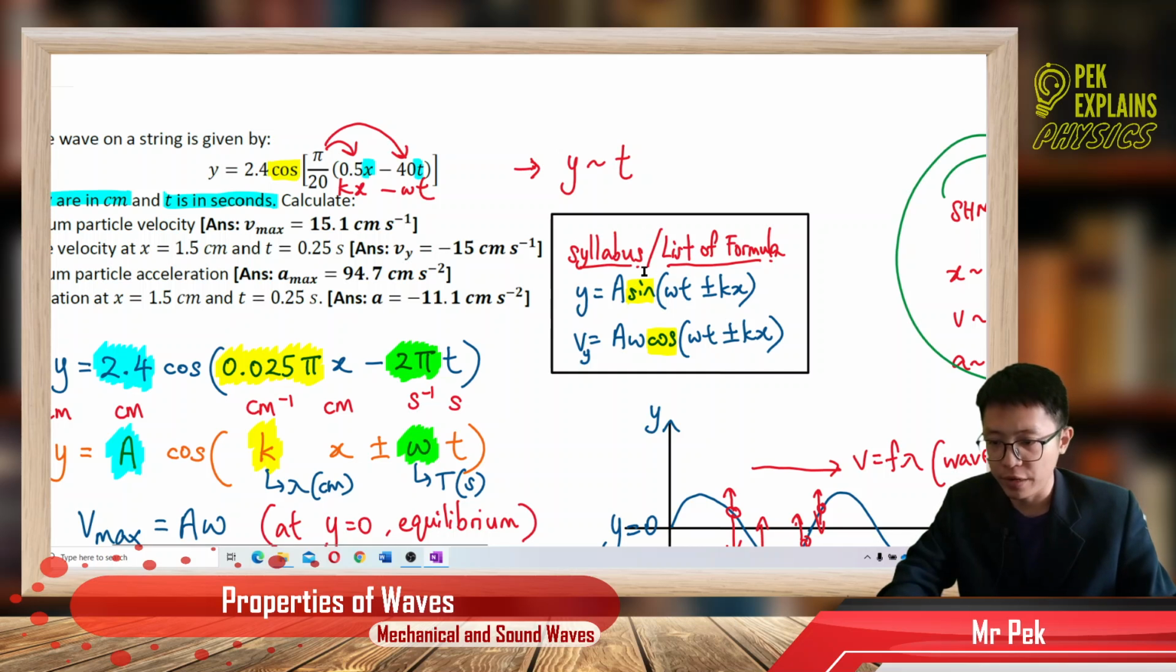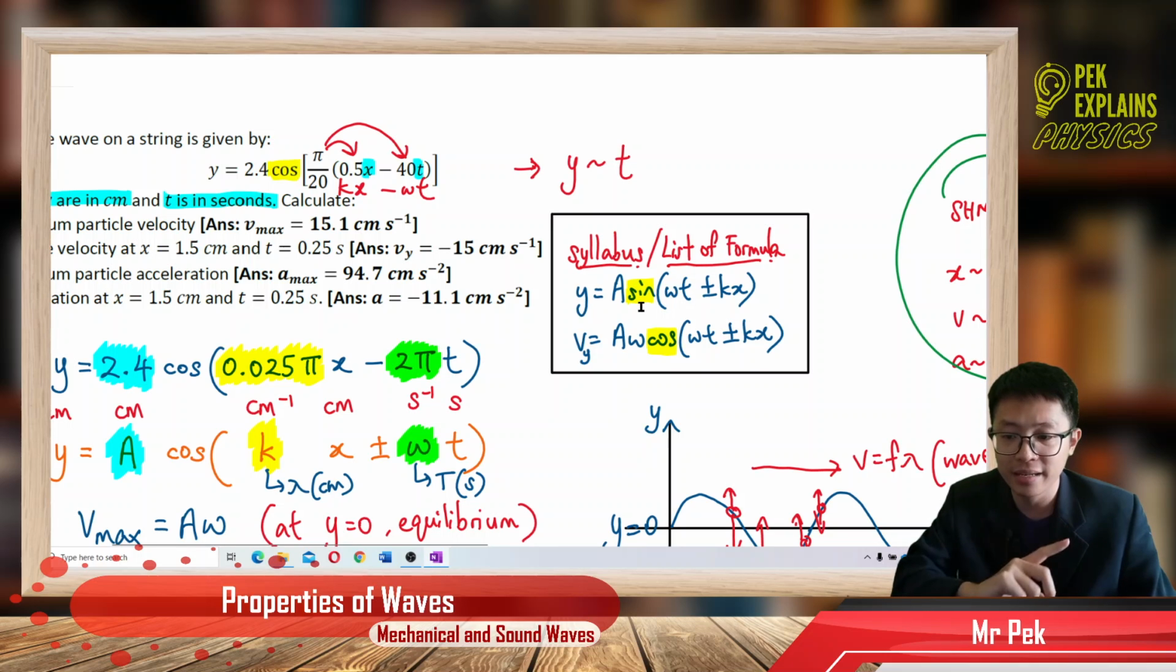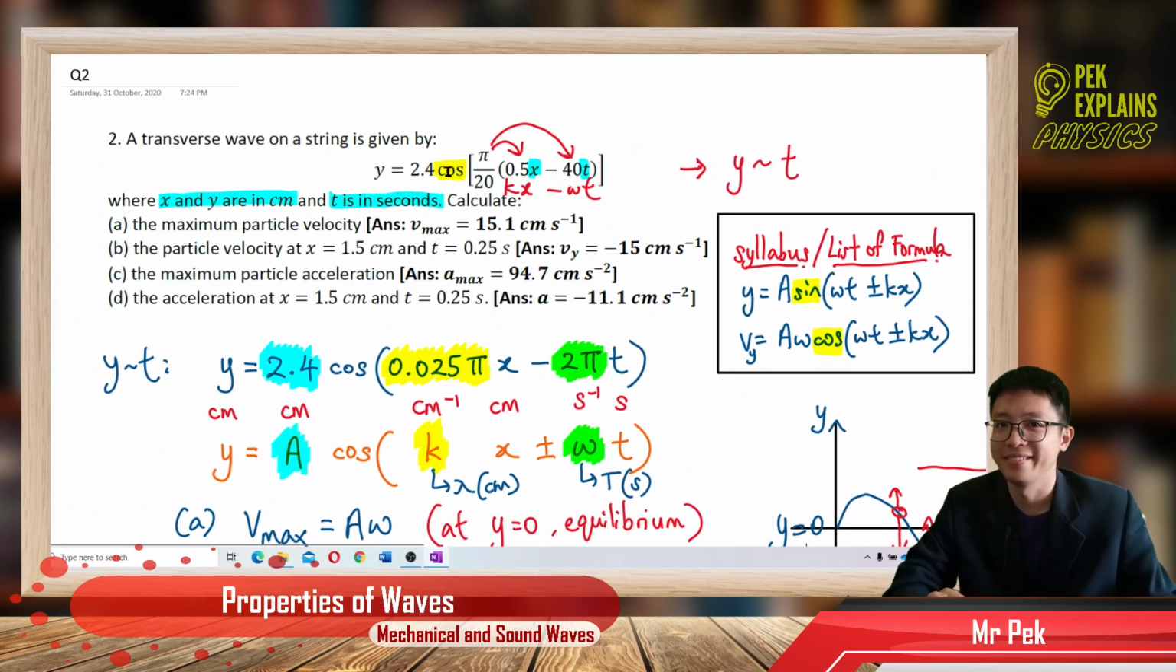In the list of formulas provided, the displacement equation starts with a sine equation. For the displacement-time equation, the syllabus only provides the sine equation. We don't have the cos formula for the displacement, but this question uses a cos formula. So the list gives you the displacement with a sine equation.